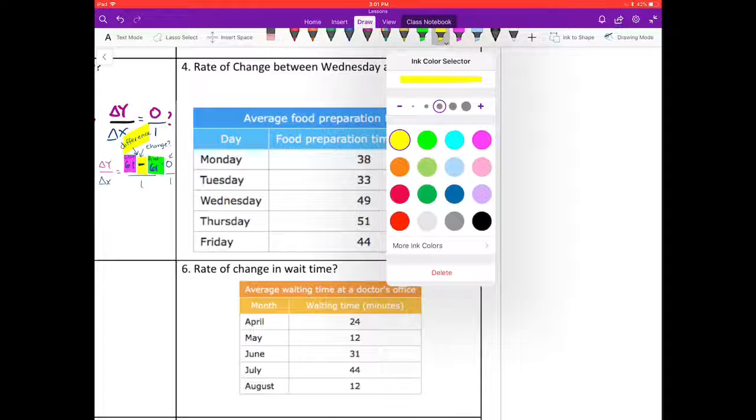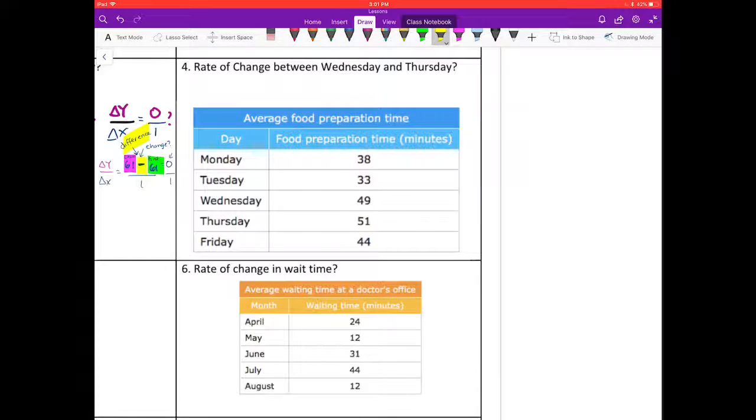All right, so I want to know the rate of change between Wednesday and Thursday. So I gotta go find Wednesday and Thursday. They don't want to know Monday and Tuesday as well. They don't want to know if there's a constant rate. They want to know just for those 2 days, what is the change? So from Wednesday to Thursday, that's a change in X. And then my change in Y.